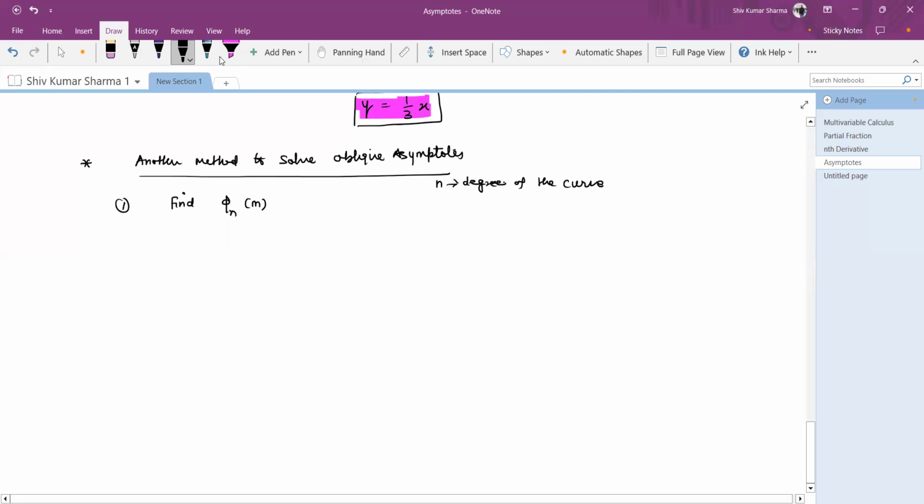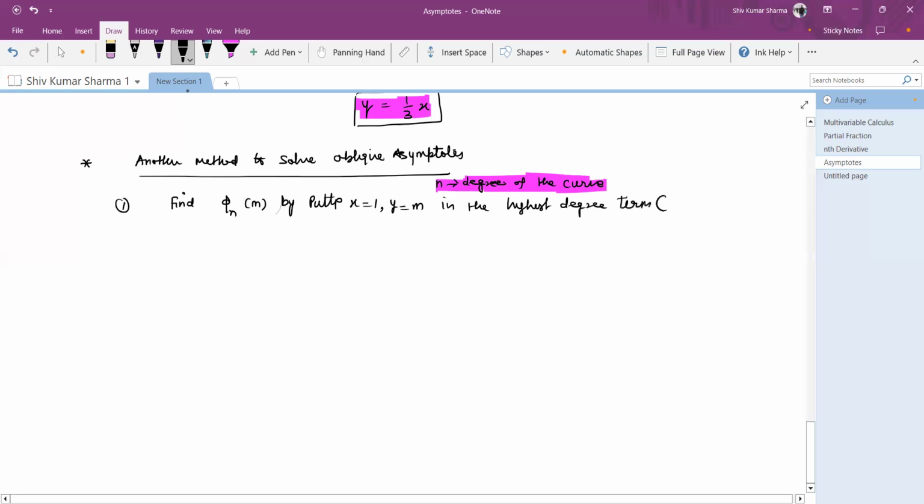So we are defining this method particularly for the general term. The general term has degree n, any curve which has degree n. So first we find out phi n m. Finding phi n m means take the nth degree terms. So find out phi n m by putting x equal to 1, y equal to m in the highest degree term.